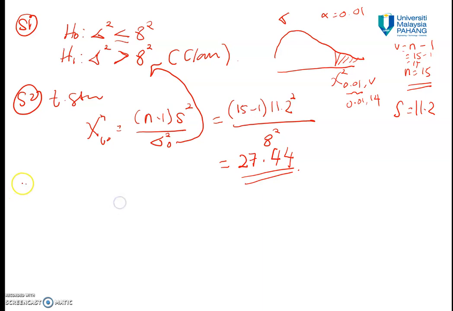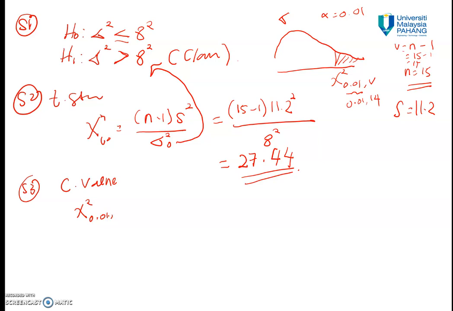Step number 3 is the critical value. The critical value depends on the test statistic. If you use the chi-square test, here you will use the chi-square table. Here your alpha is 0.01.